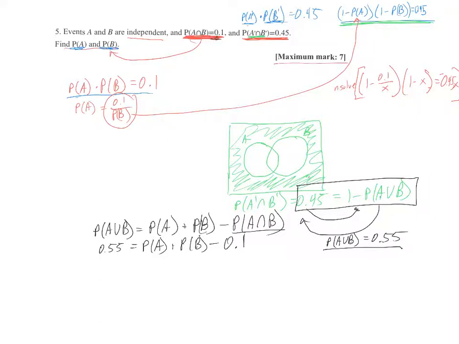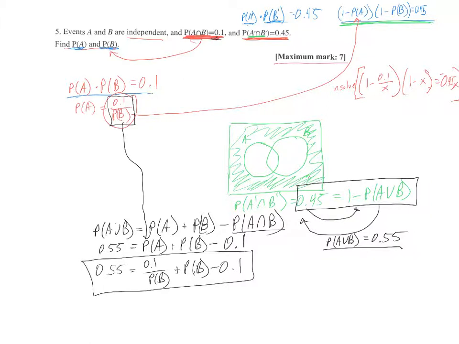And then, as we did here, you can take this and put it in for the probability of A. And so you can go 0.55 equals 0.1 over the probability of B plus the probability of B minus 0.1. And that you can solve using insolve because you only have one variable. So again, we'd type in insolve, and then we put all of that in parentheses, and we'd say solve for, make this x, and then solve for x. And that would then allow you to solve it.